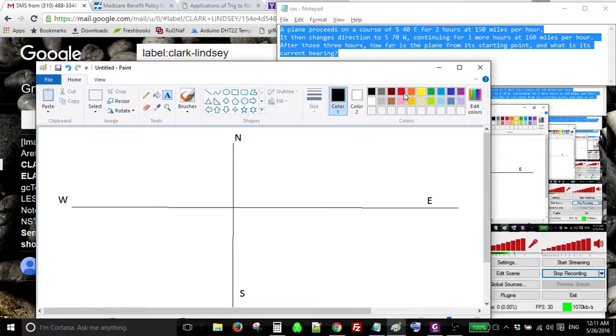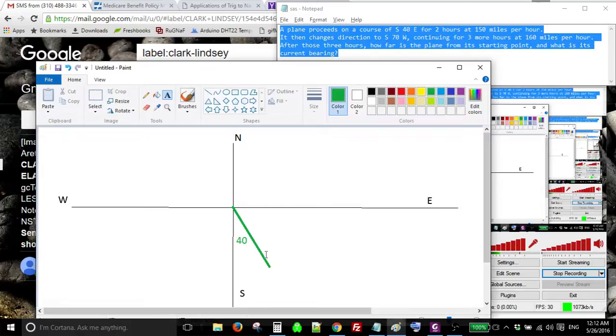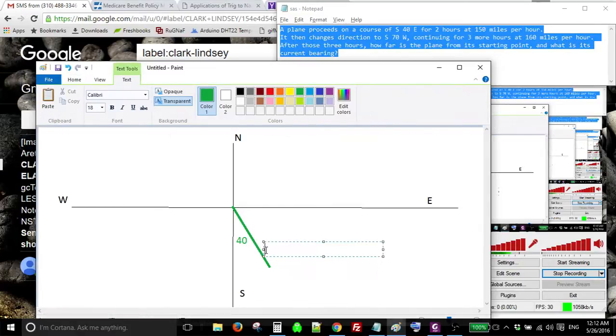So I'll make this a green line. So south 40 degrees in the east direction, and it's 2 hours at 150 miles per hour. So I'd say this is about 40 degrees. So I'll type that in here. This right here, this is 40 degrees. And the distance is 150 miles per hour for 2 hours, so that's 300 miles.